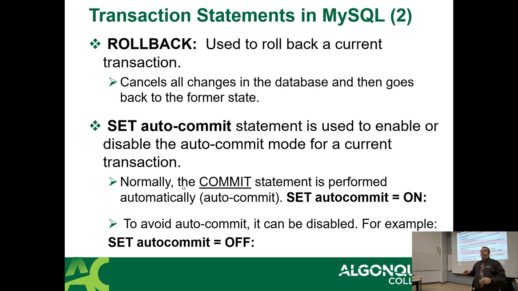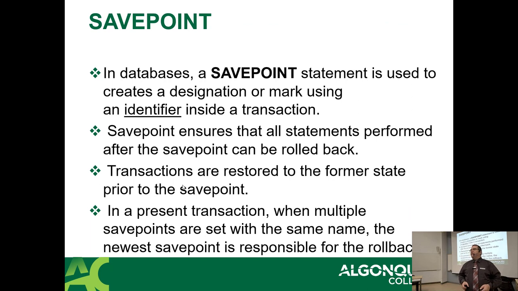There's tons of other little bits and pieces that have to do with that. What happens if you're both playing with the same record at the same time? Which one wins, which one doesn't win. And that's literally like a lecture. That's a topic for like 2-3 lectures. So the other thing we can do is called a save point. In the database, a save point statement is used to mark a spot in the transaction.